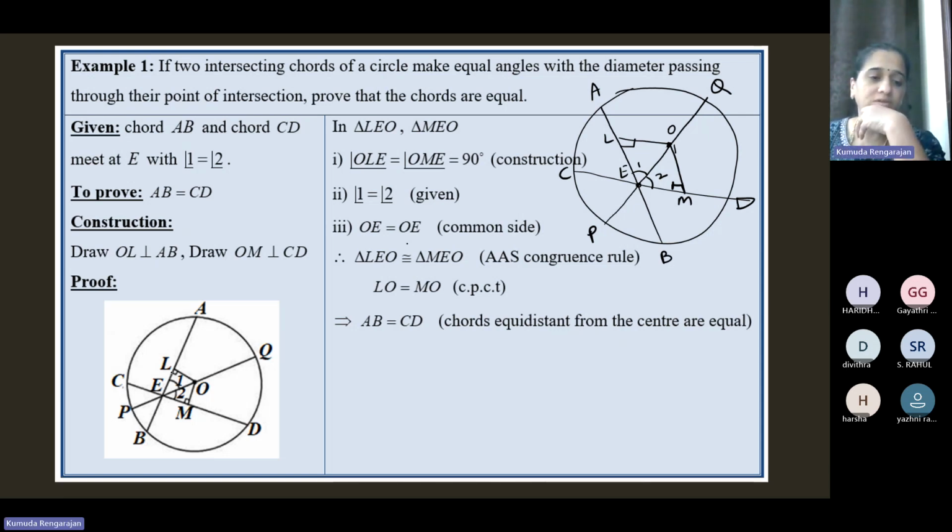I didn't have space here to number the angles. You can number it also. You can call this 3, you can call this 4 and say 3 is equal to 90 degrees. Because I didn't have space, I just named it OLE and OME.